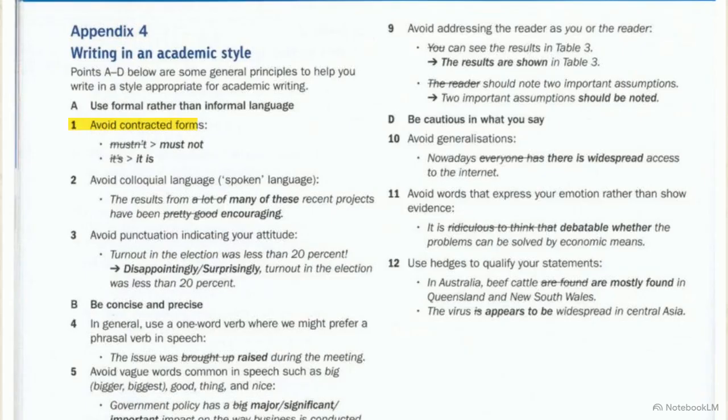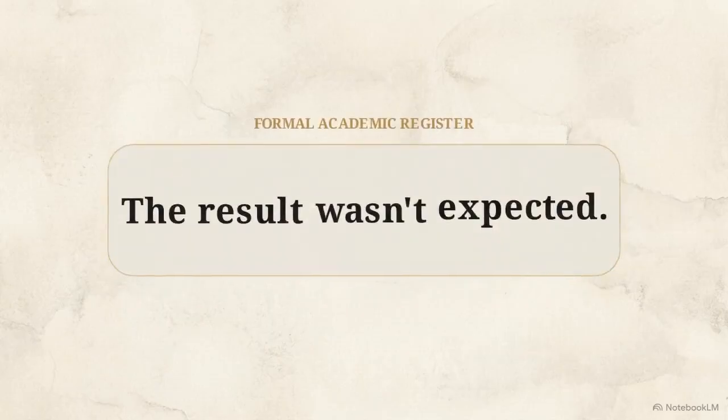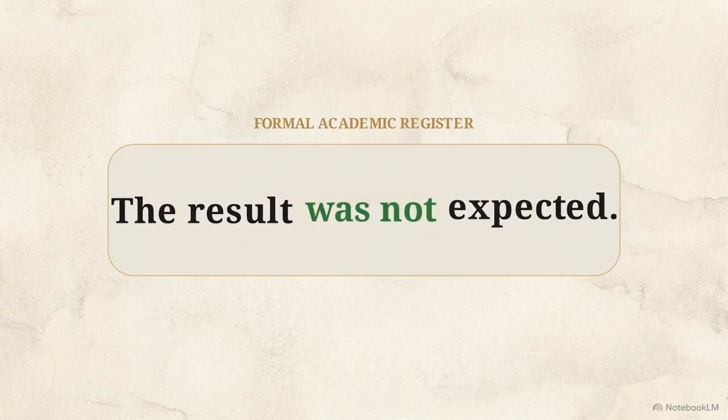Look at this academic style guide. Point A1 gives a strict rule: avoid contracted forms. In an academic paper, mustn't becomes must not, and it's becomes it is. Identify any casual contractions in your draft and expand them into their complete formal equivalents.